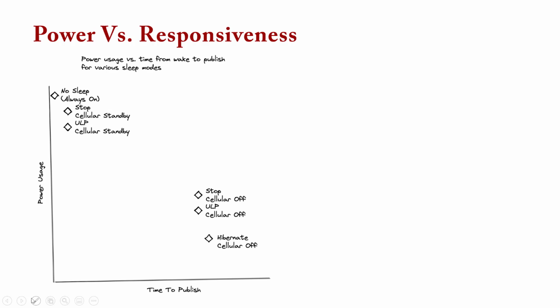So one thing that Particle points out here, this is a graph from their documentation. They're just pointing out that obviously on the far left over here, if you never turn the device off, you're using the most power, but you can publish messages to the cloud really quickly.